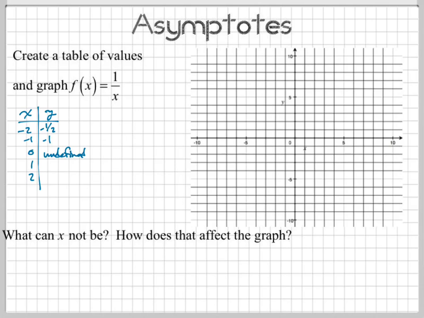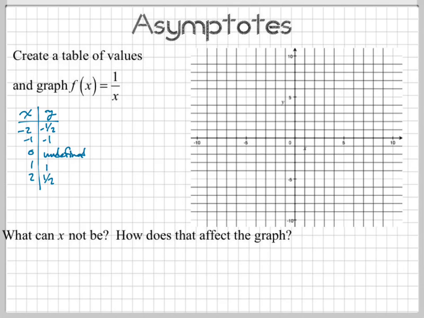because you can't have a 0 on the bottom of a fraction, and that's actually huge. That's a huge concept right there. You can't have a 0 on the bottom of a fraction, so we can't plug in 0. It's undefined. Can't do it. If we plug in 1, we get +1. We plug in 2, we get 1/2.